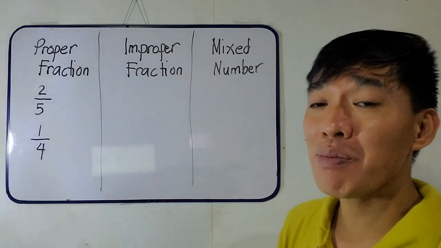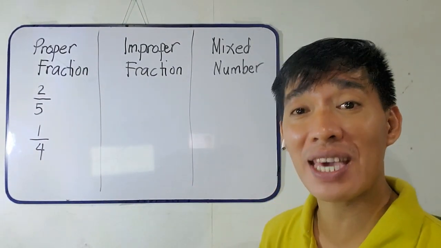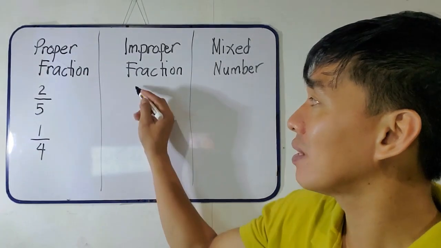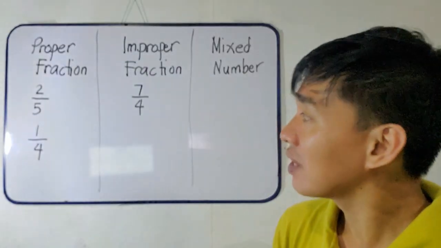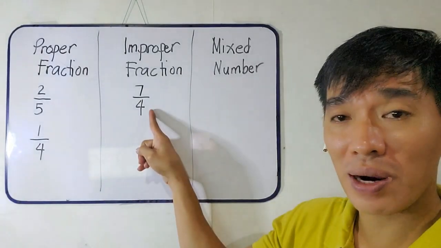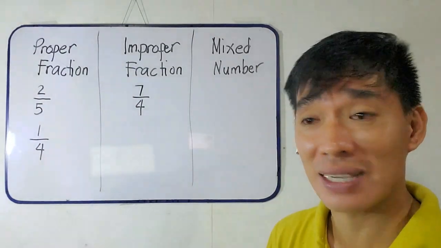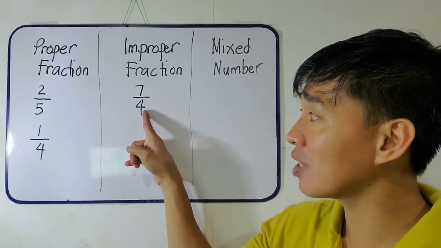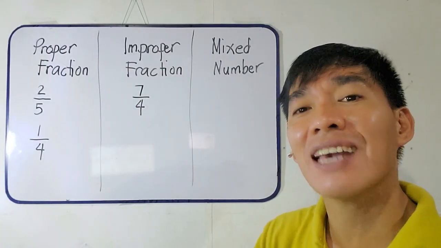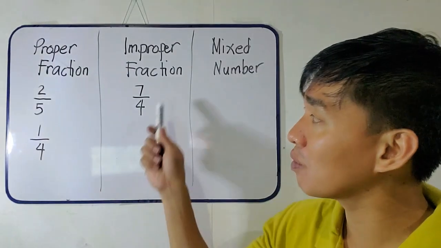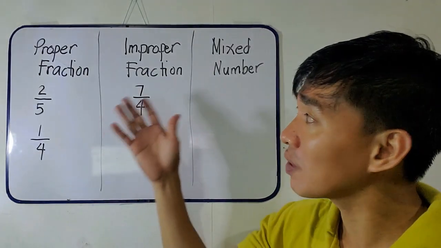However, when we say improper fractions, these are fractions which are greater than or equal to 1. For example, 7/4. The whole is divided into 4 equal parts, but you are taking more than the total parts the whole was divided into. So if the whole was divided into 4 equal parts, you will take 7 parts out of 4. So you need extra in order to complete that 7/4. So that's what they call an improper fraction.